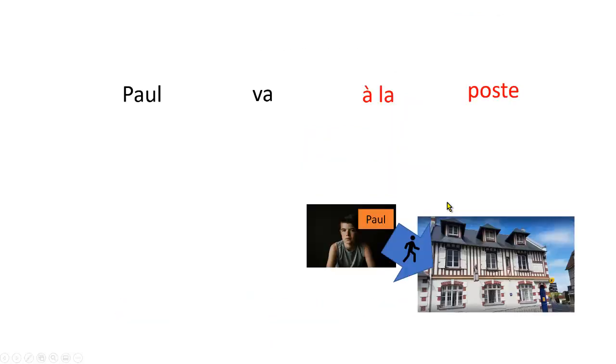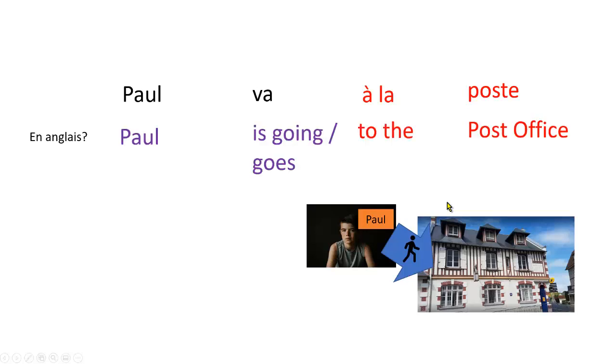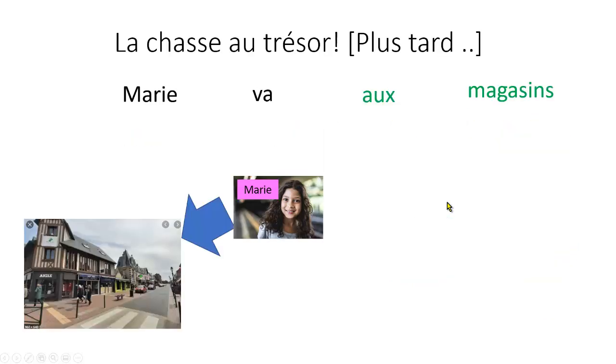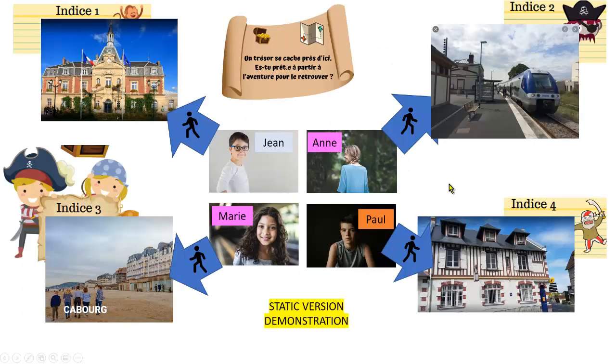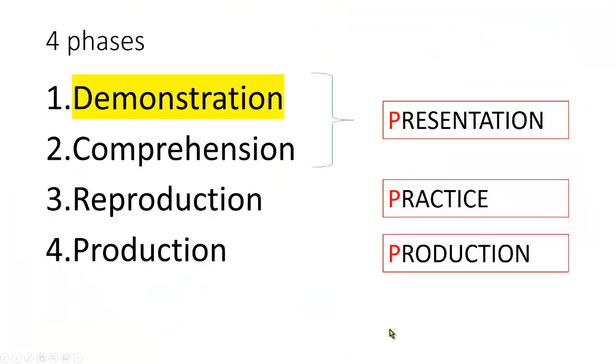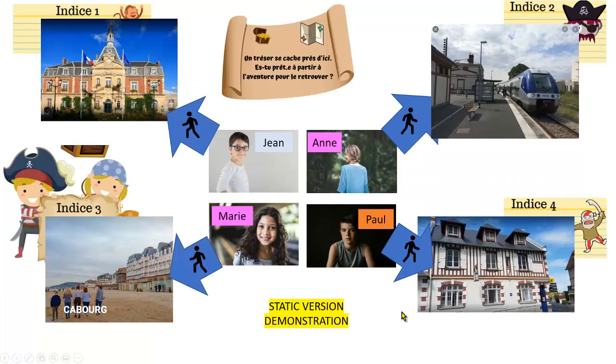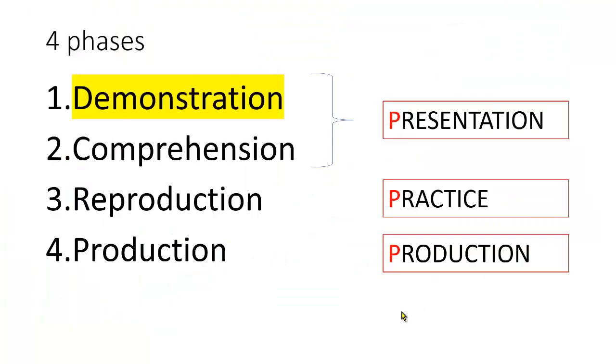Paul va à la poste. So each click is bringing it on. Probably we should have put a red bit there, au magasin, saying don't pronounce the X. And then you've got a static version which you can use for your various testing of it. So you could say for the next one, this is where I'm coming up to the comprehension. This is the demonstration then done.